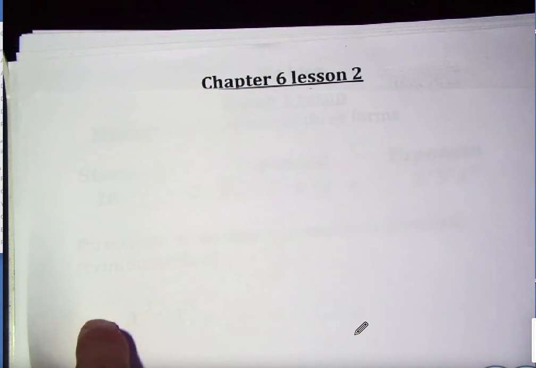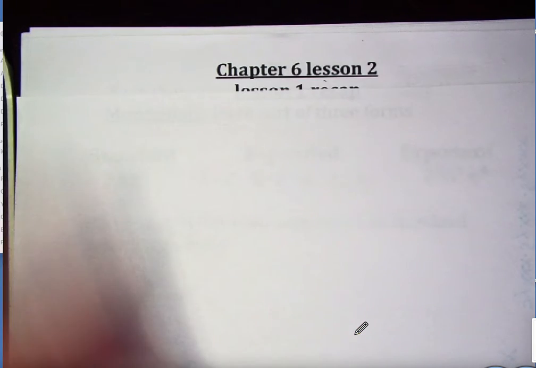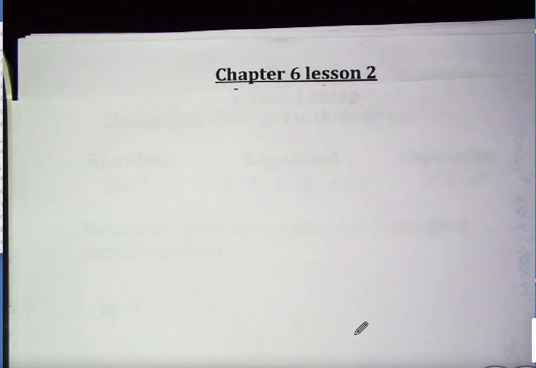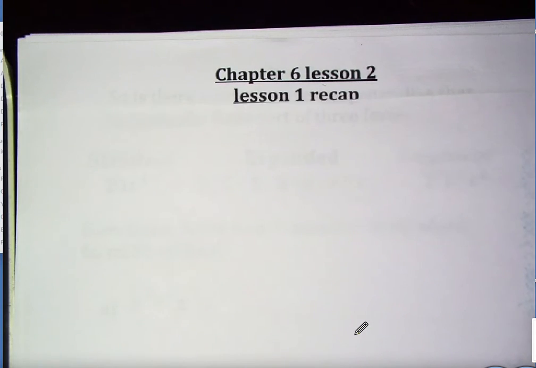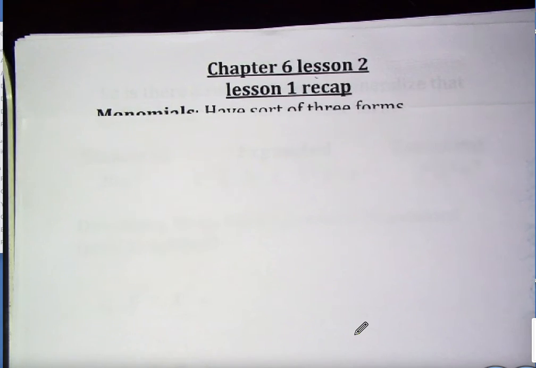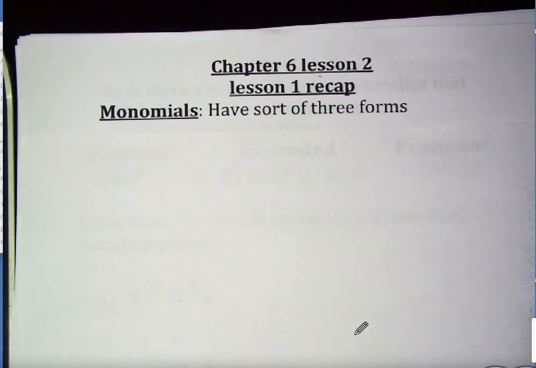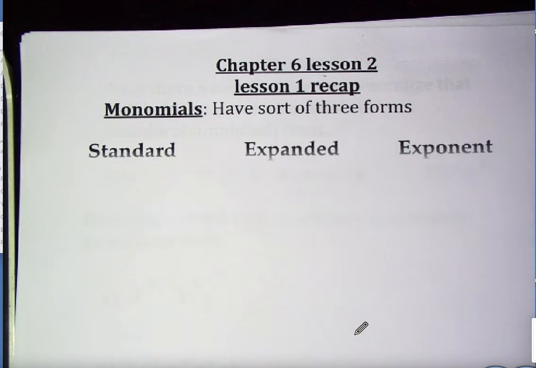So, while this is lesson 47, this is our second part, chapter 6, lesson 2. So add that to your notes. We're going to do a quick lesson 1 recap. Monomials, which we introduced. So repeat after me again. Monomials. Okay. Everybody again, repeat after me. Monomials. Awesome.